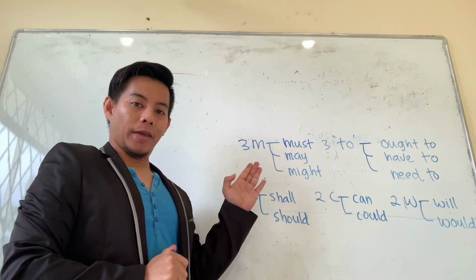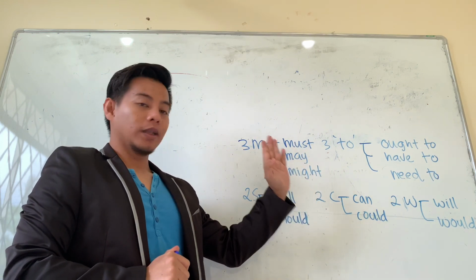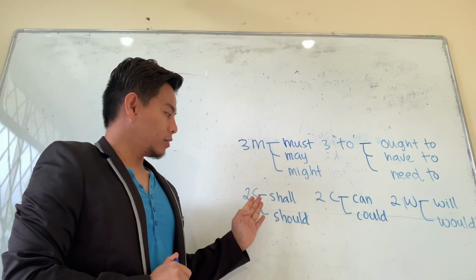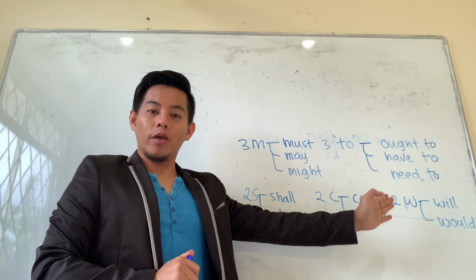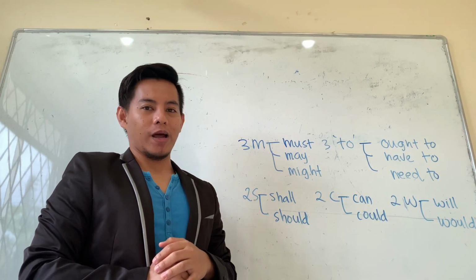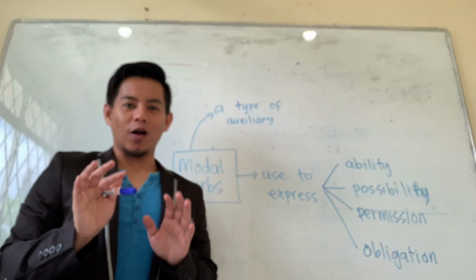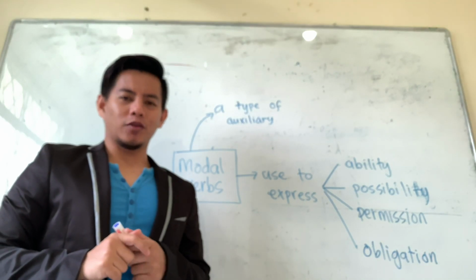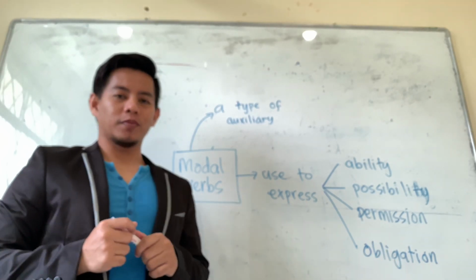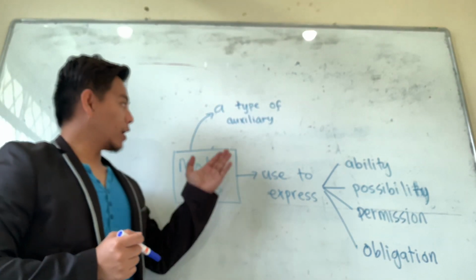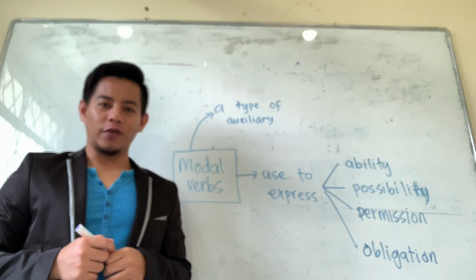Must, may, might, ought to, have to, need to, shall, should, can, could, will, and would. Alright, now let us proceed to the second part of the lesson. Now alright students, before I tell you why we need to use modal verbs in our directed writing, let me explain to you what modal verbs are. Modal verbs are a type of auxiliary, or better known as a helping verb.